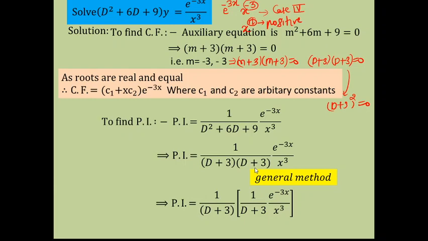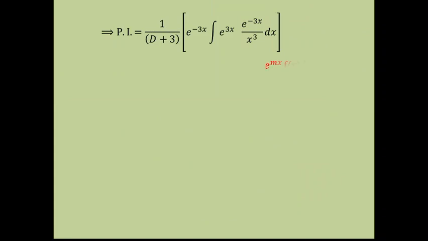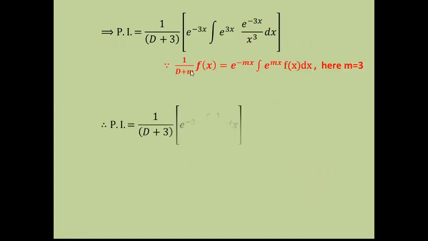So let's see how to apply. Here again I am applying 1 upon D plus 3 over here. So make use of that standard formula. So 1 upon D plus m, the value of m is 3.